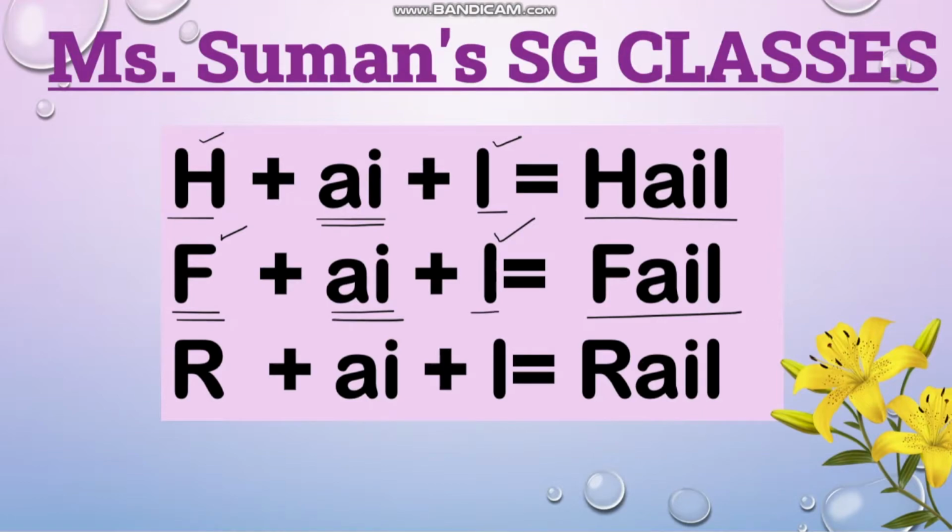F, A-I, L, fail. R, A-I, L, rail. R, A-I, L, rail. So let's take a look at a few more words.